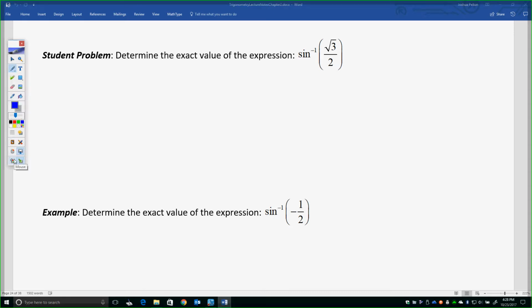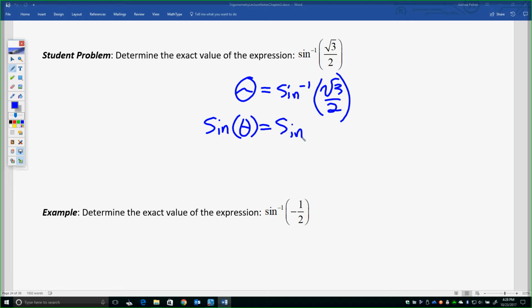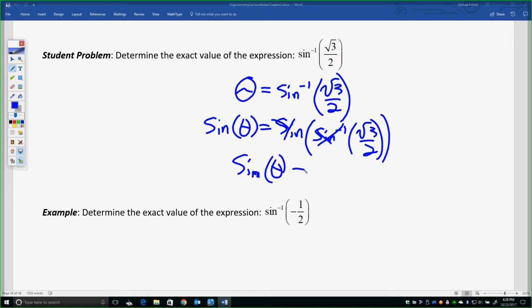Okay, next one. Again, we're asking for what angle does the inverse of root 3 over 2 give us? Okay, well, if we work backwards, this will be the last time we do this. We'll stop doing the written out part after. So that cancels. So we're asking, when does sine of an angle equal root 3 over 2?